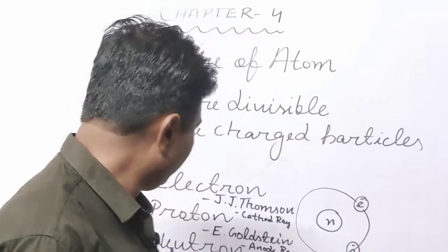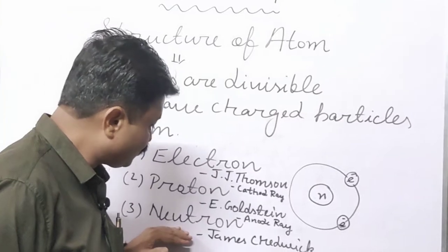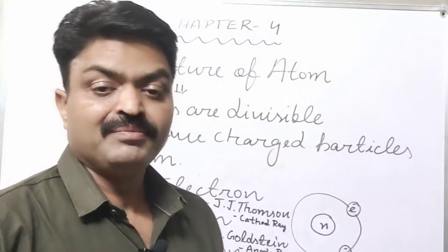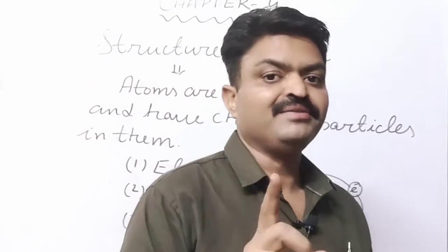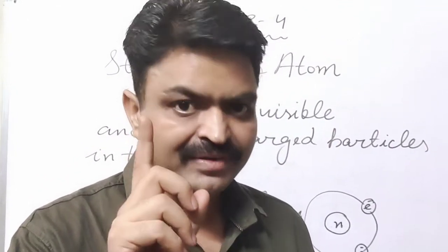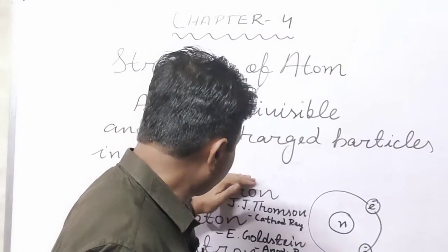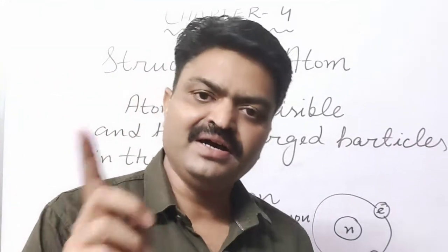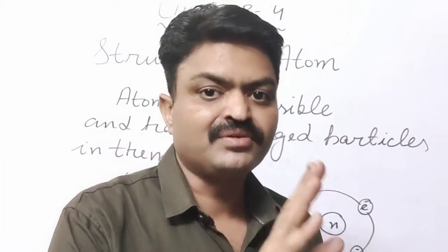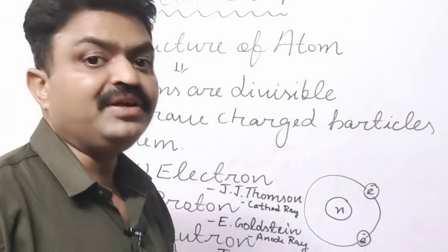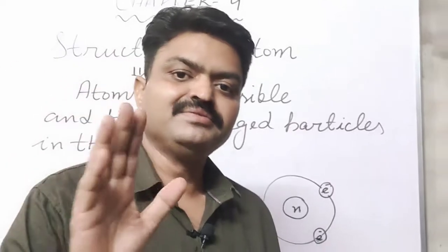Now we come to the neutron, student. Neutrons are also found in the atoms, but there is one exception that you will learn: the hydrogen does not have neutron. It has only electron and proton. Electron and proton are found in the hydrogen atom, but neutron is absent in the hydrogen. So neutrons are neutral particles. They don't have positive or negative charge.